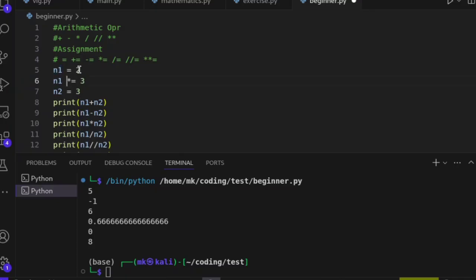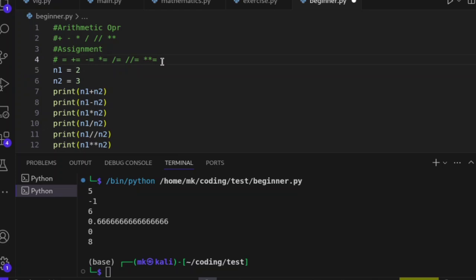It's not going to give us a new value, it's going to update the value of n1. Since n1 already has 2, when I say multiply equal to 3, it's going to take that 2 and multiply it by 3, then it's going to become 6, and then store the 6 inside n1. So this is it about the assignment operator. This is how it works.